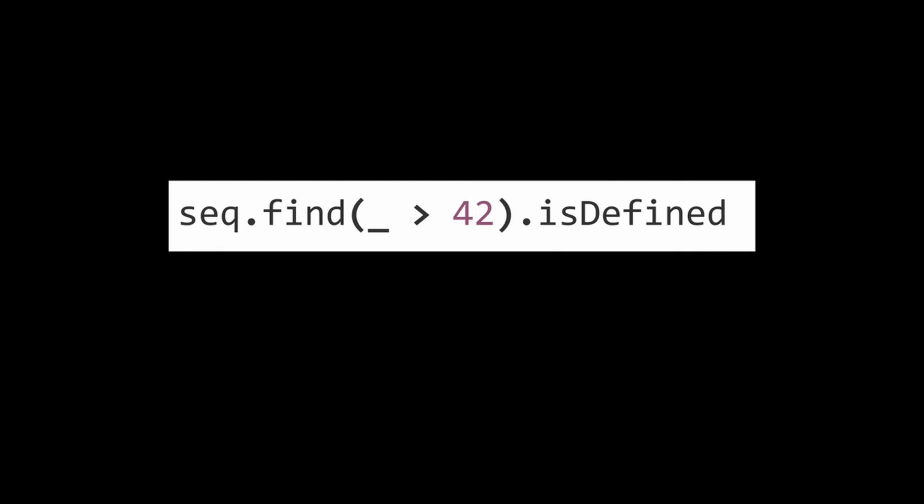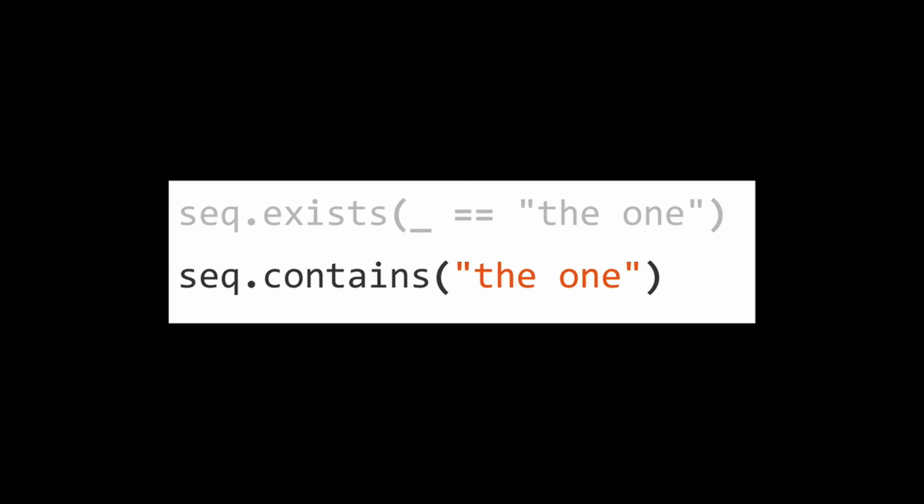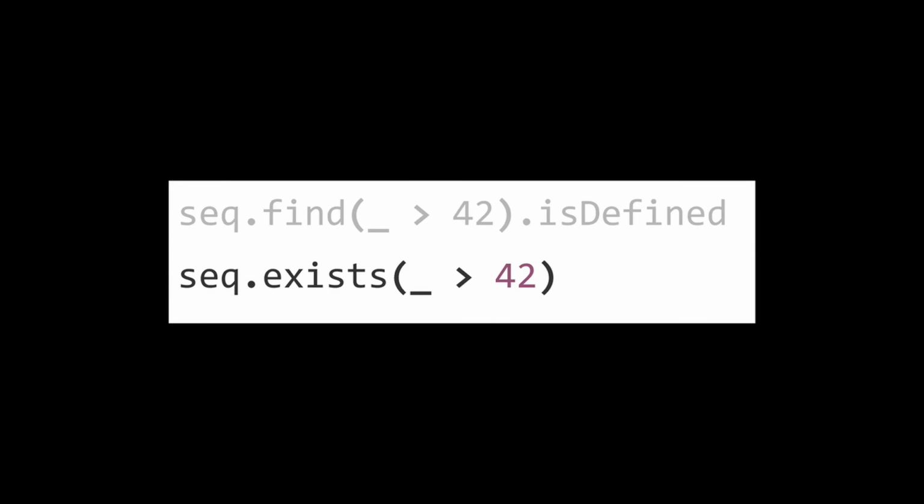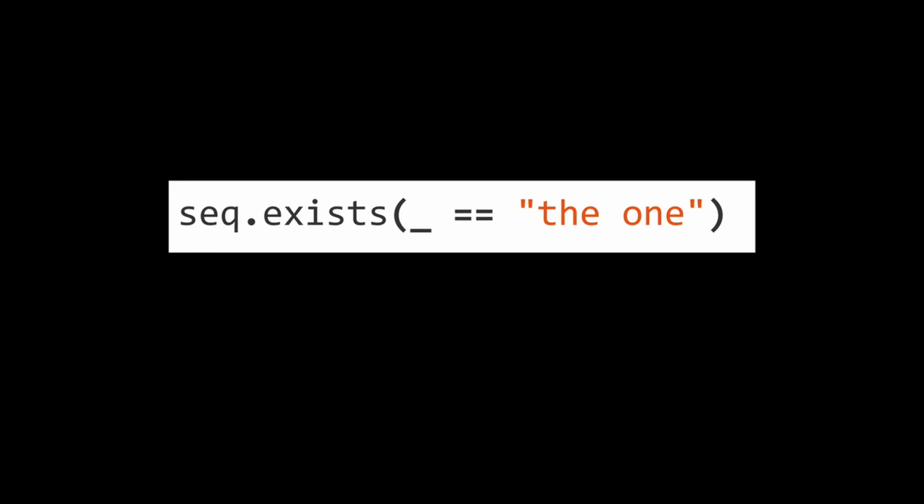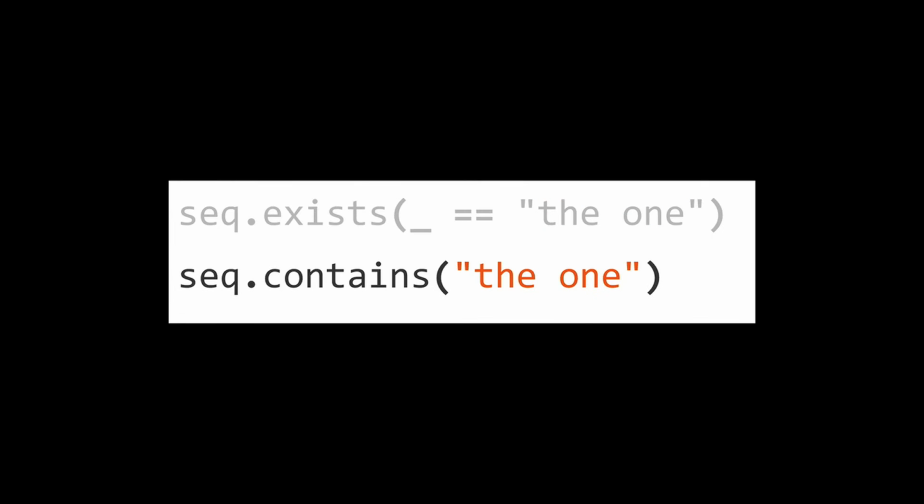How could we do this better? Yep, exactly, right? We could call exists on the sequence instead of having to do that extra isDefined check. How could we do this better? Or at least differently. Yep, we can call contains there, and that'll help us find these things.